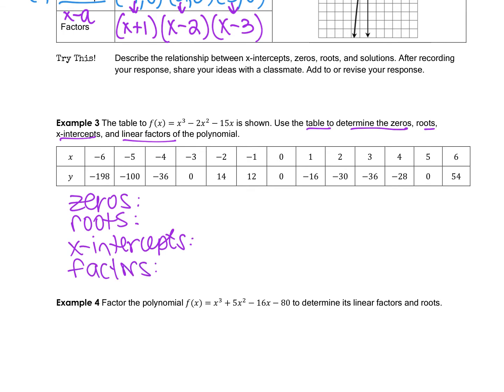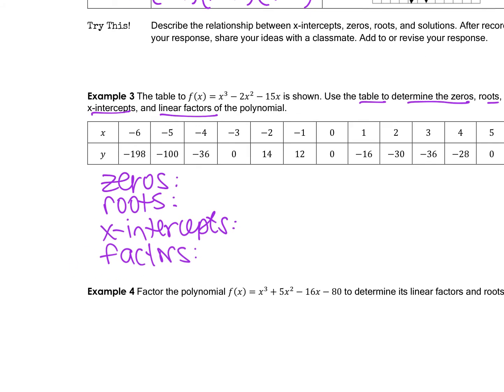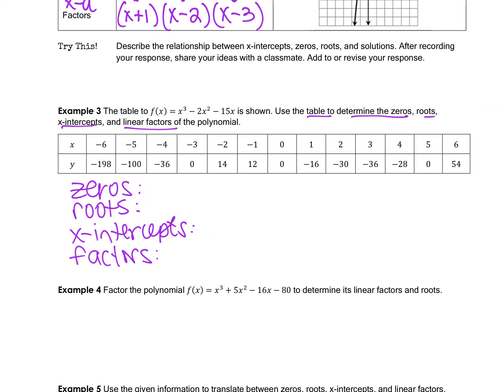All right, zeros. So remember, zeros are your x-intercept. So we know anytime we have an x-intercept, our y is 0. So that's what you really need to focus on, is when y is 0. Here's our y values right here. Oh, let's go back. All right, so our zeros would be negative 3, 0, and 5.